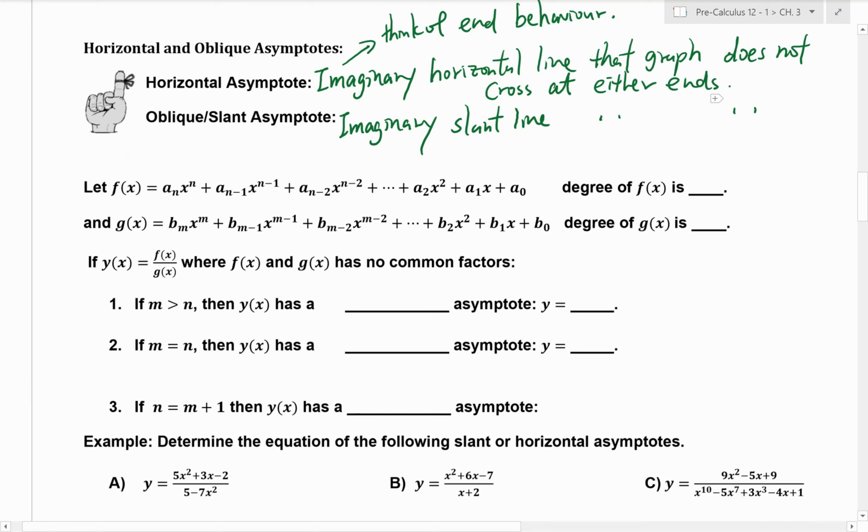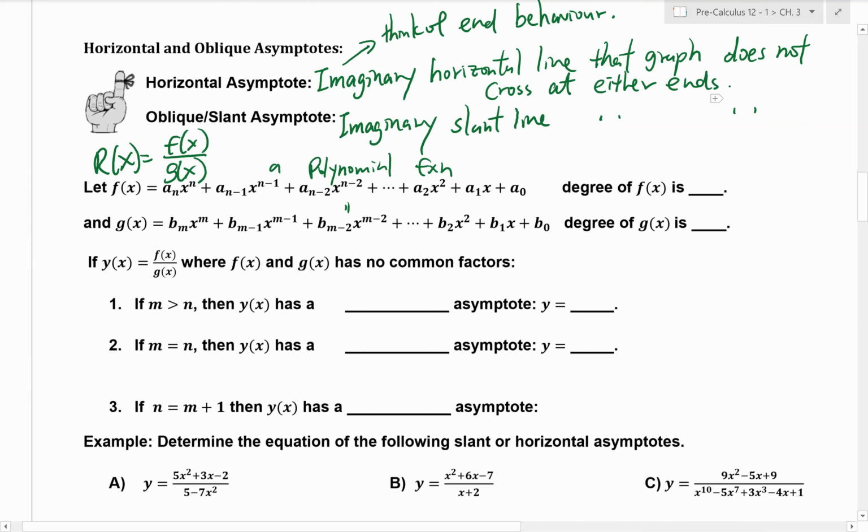Okay, so now how can we tell? So let's say again our r of x, that's the rational function, is equal to f of x divided by g of x. We are going to let f of x be like that. So again, this is simply just a polynomial function. Okay, it looks really long, but this is simply a polynomial function. So is g. They are just both polynomial functions.